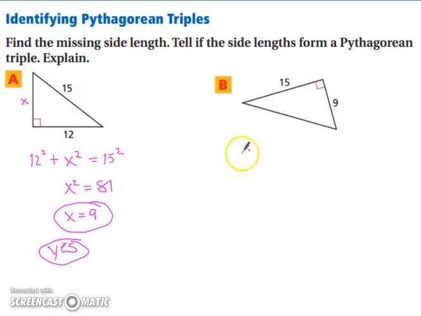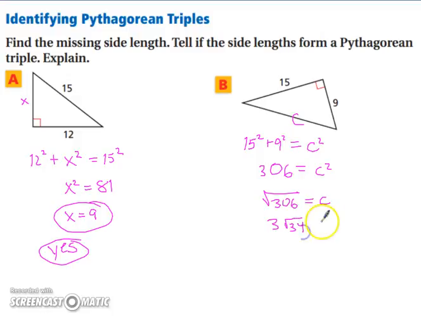Let's try this next one. So we have 15 squared plus 9 squared equals our c squared. We don't know what our hypotenuse is. So when we do so, we end up with 306 equals c squared. So then we have the square root of 306, which ends up being 3 square roots of 34. So that is not a nice number. It's not like a 12, a 15. It's not a whole number. So therefore, no, it's not a Pythagorean triple.